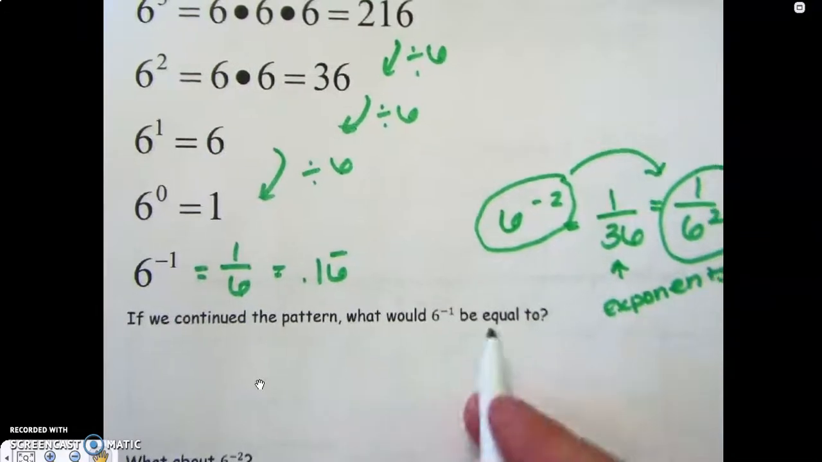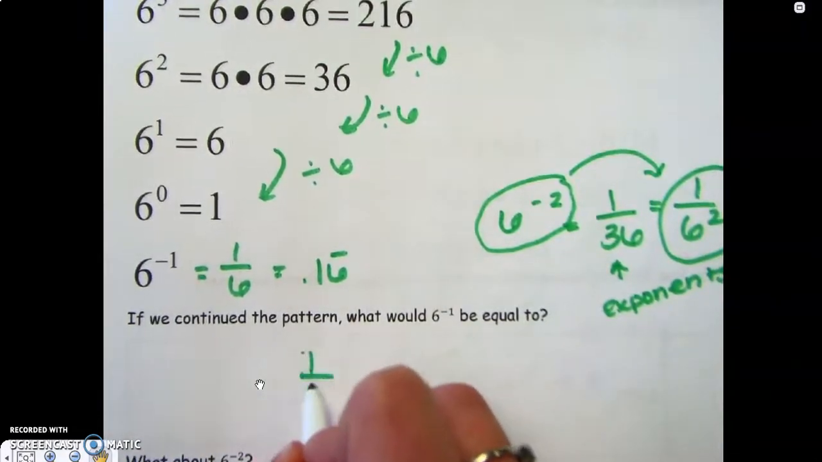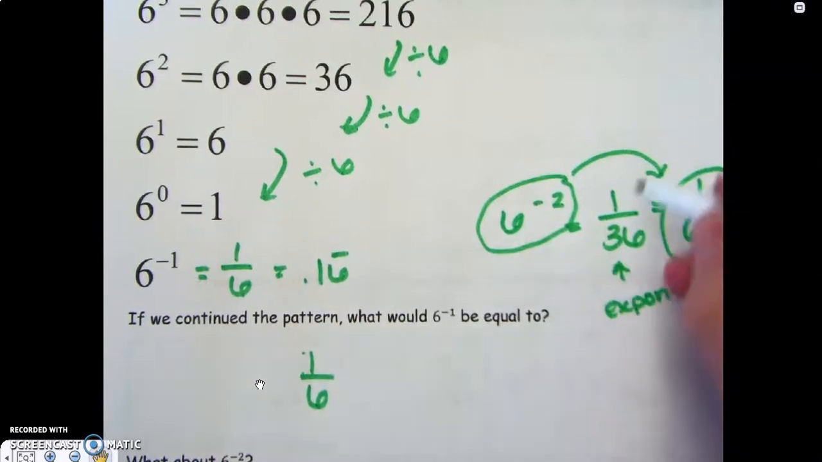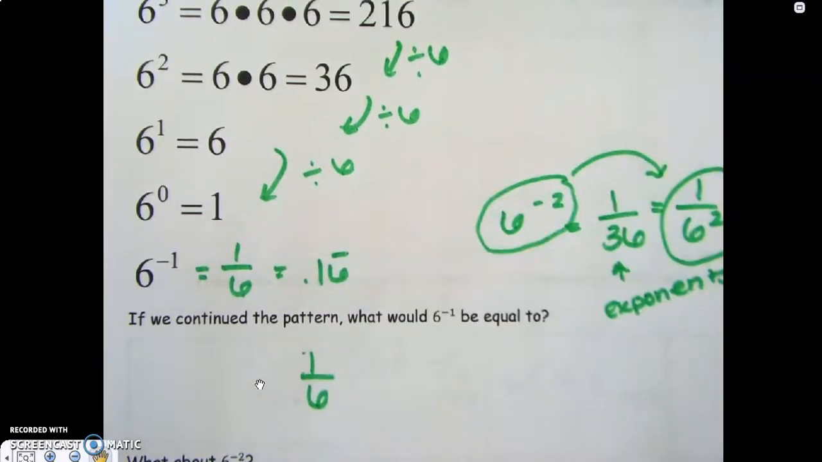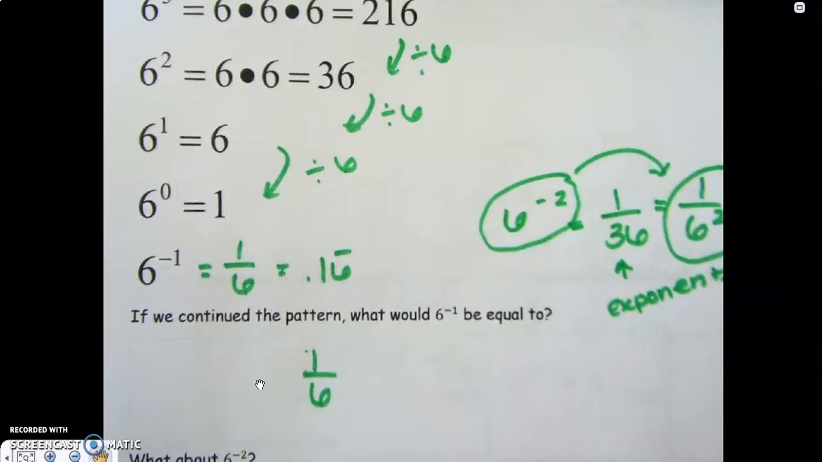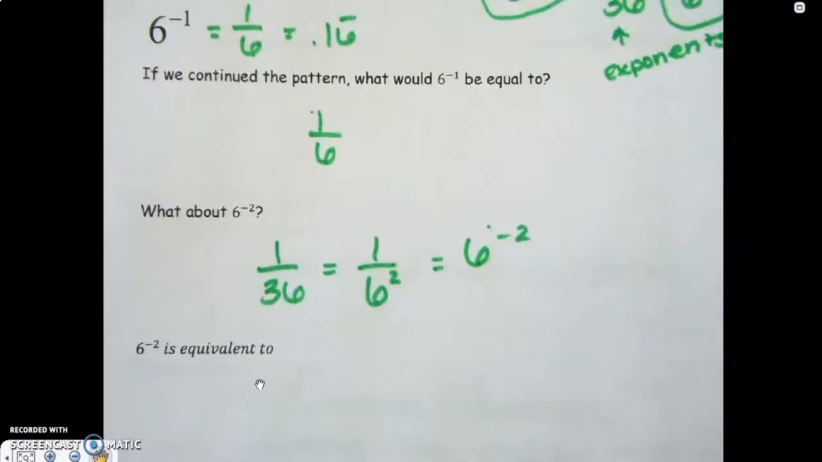Okay, so if we continue the pattern, we said that 6 to the negative 1 would be equal to 1/6, right? What about 6 to the negative 2? Well, we said that would be equal to 1/36, because all you're doing is taking what we had before and dividing it by 6, which is also the same as 1/6 squared. So these are kind of all equal to each other. They're all the same because I'm continuing that pattern of dividing by 6. Okay, and so that kind of answers that up there. We'll kind of keep that.